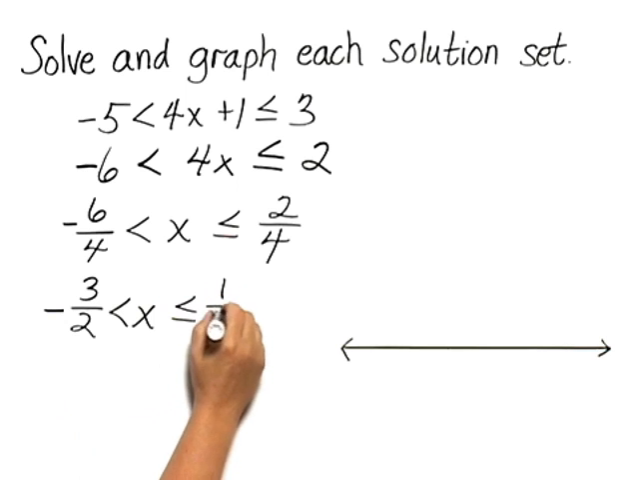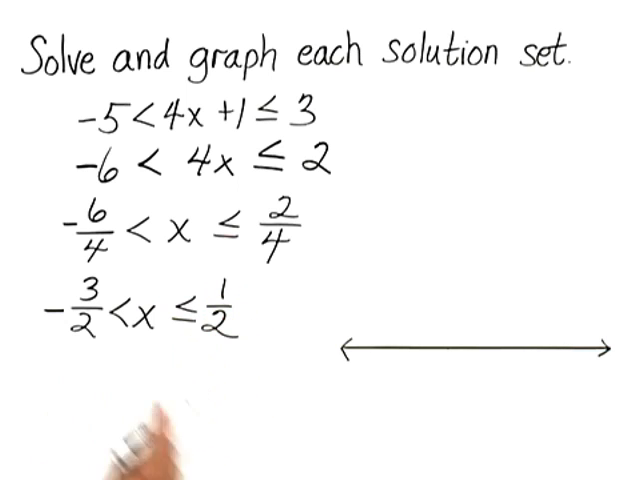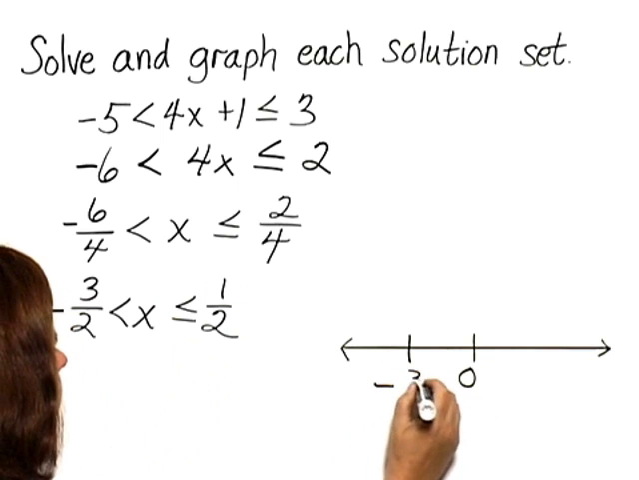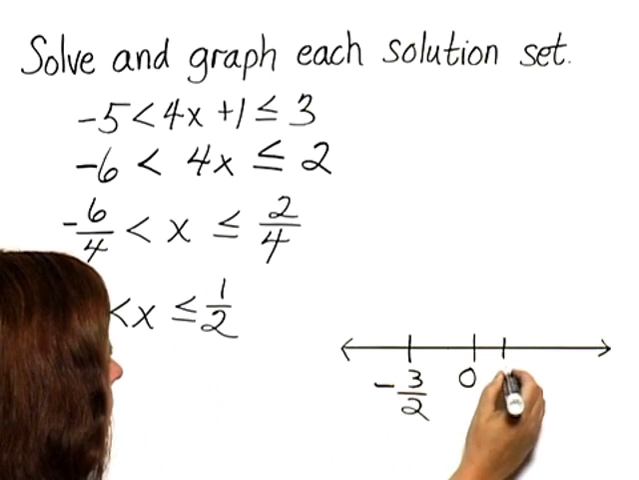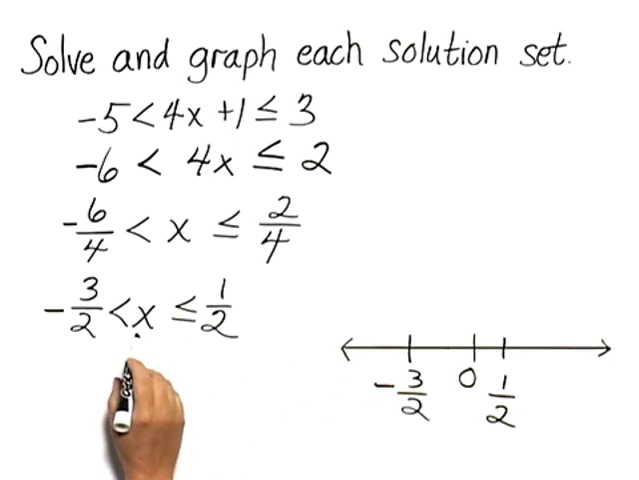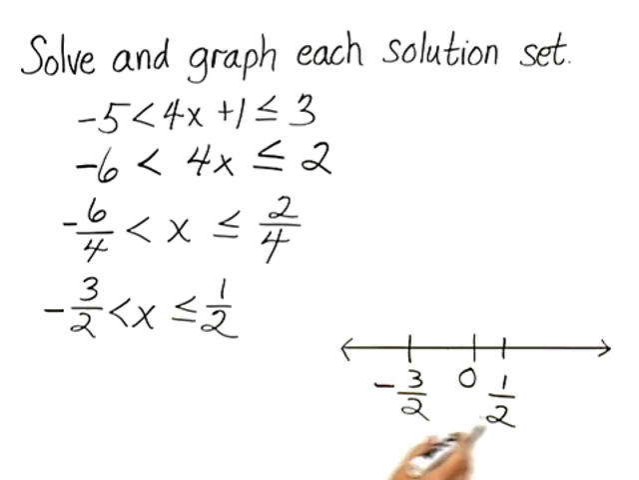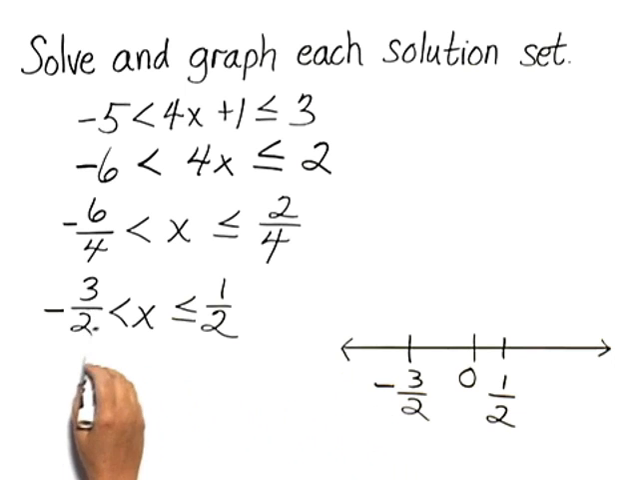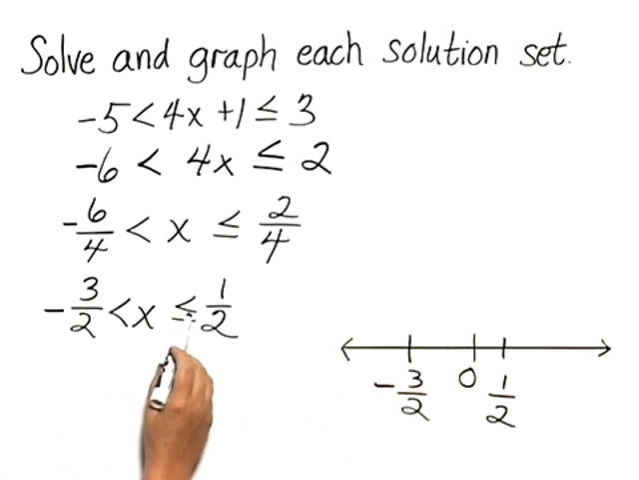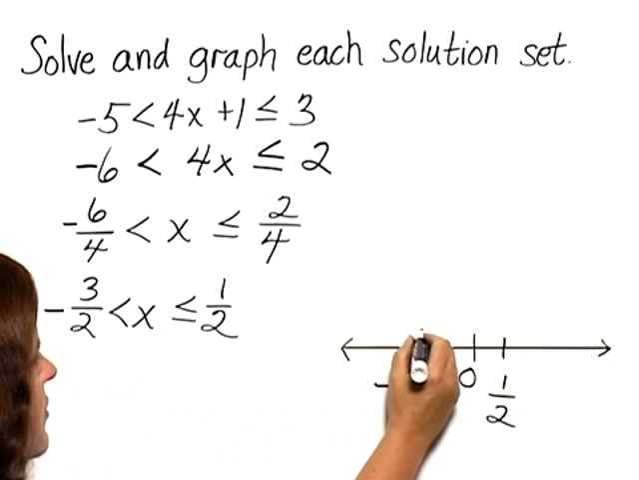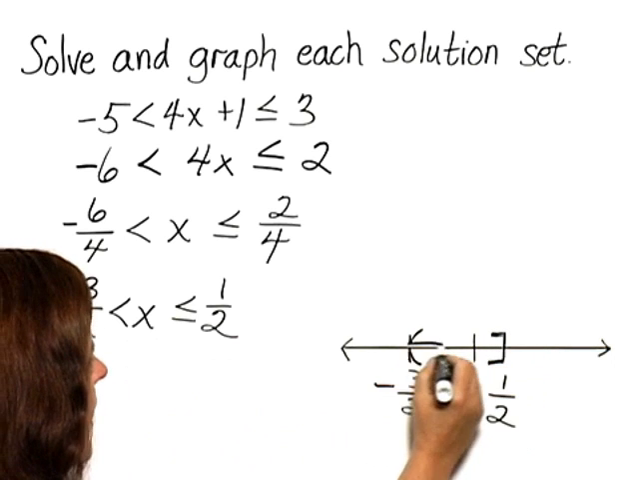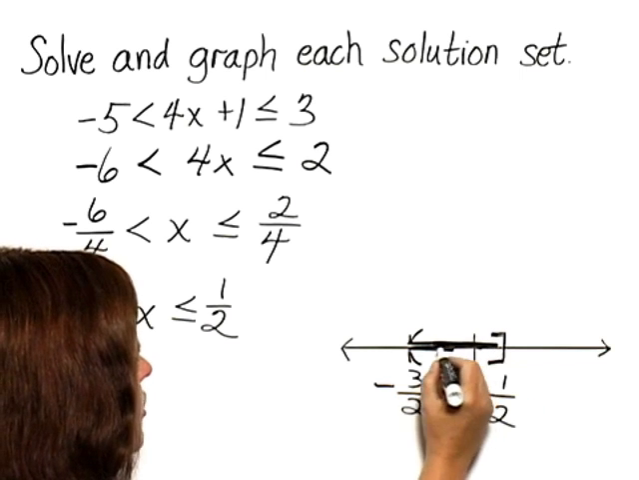equal to 1/2. So I can graph this on a number line by marking off a point for -3/2 and 1 for 1/2, and then shading in the numbers between these two numbers, not including -3/2 because the symbol is less than, but including 1/2 because the symbol is less than or equal to. So I use a parenthesis here, a bracket at the 1/2, and I shade in the numbers between them.